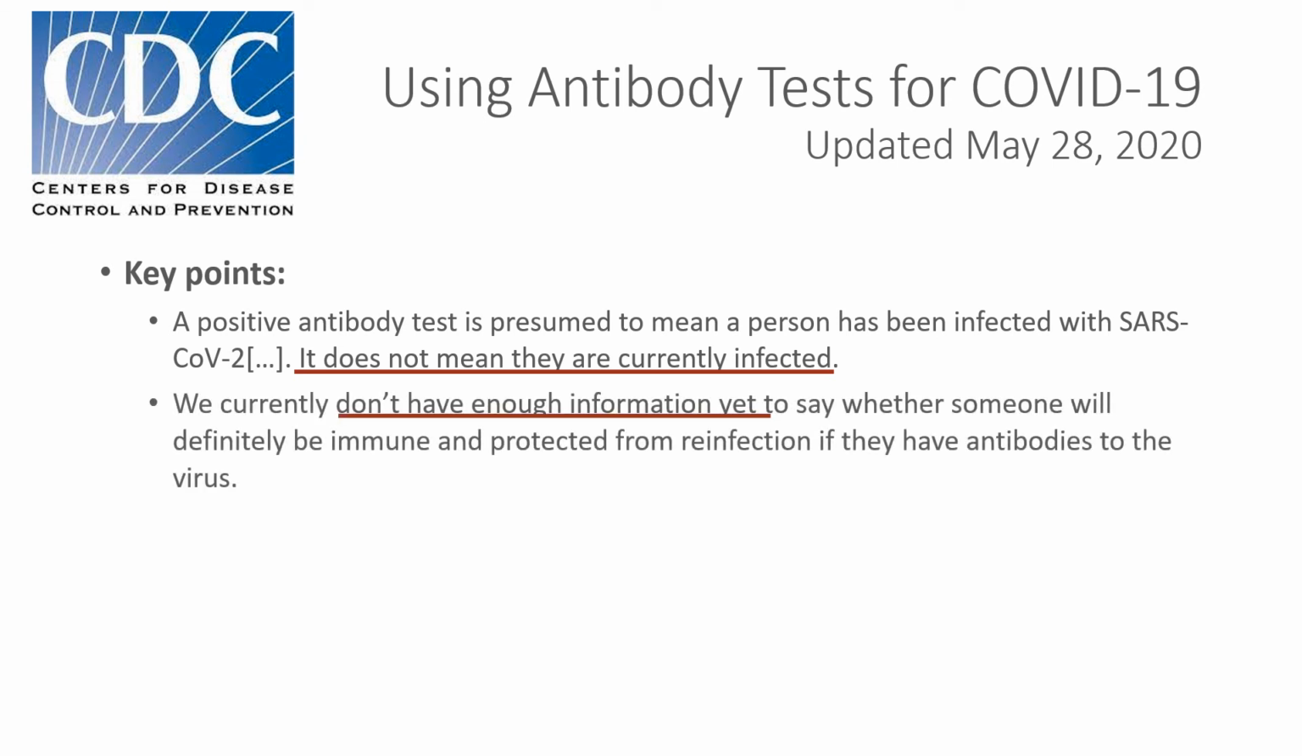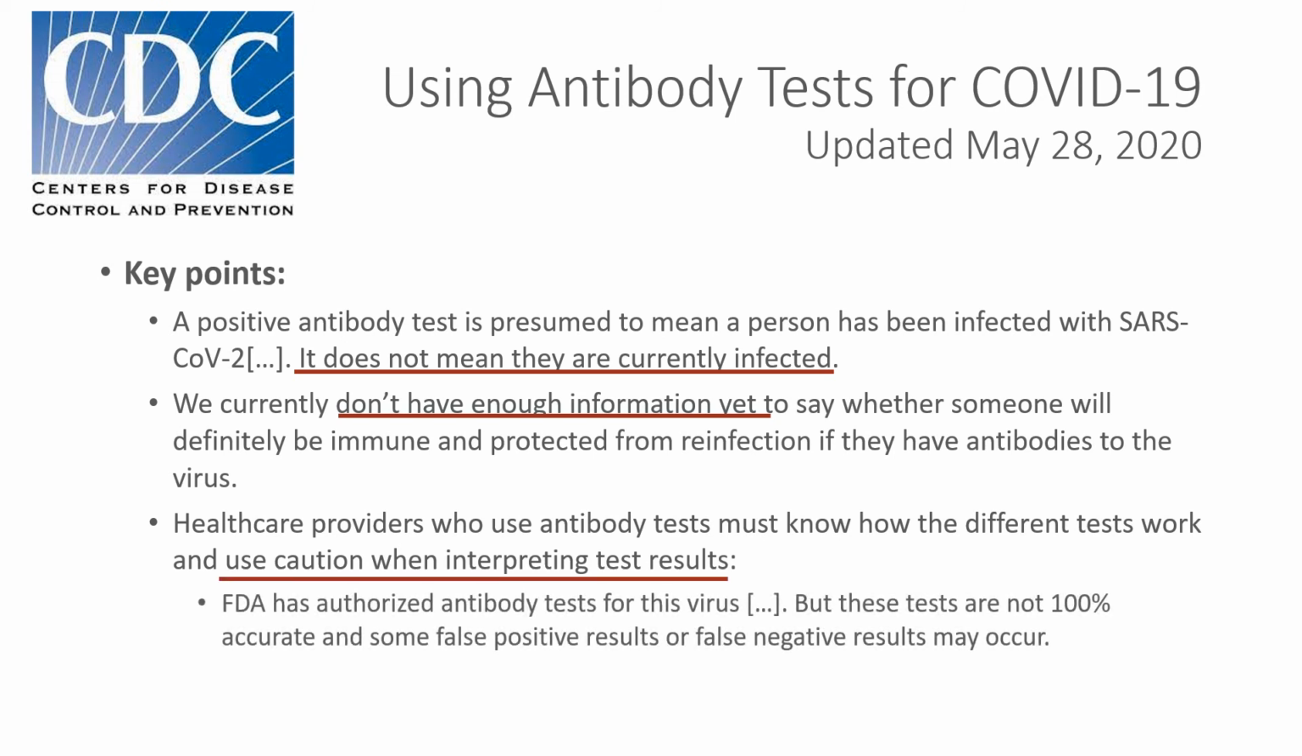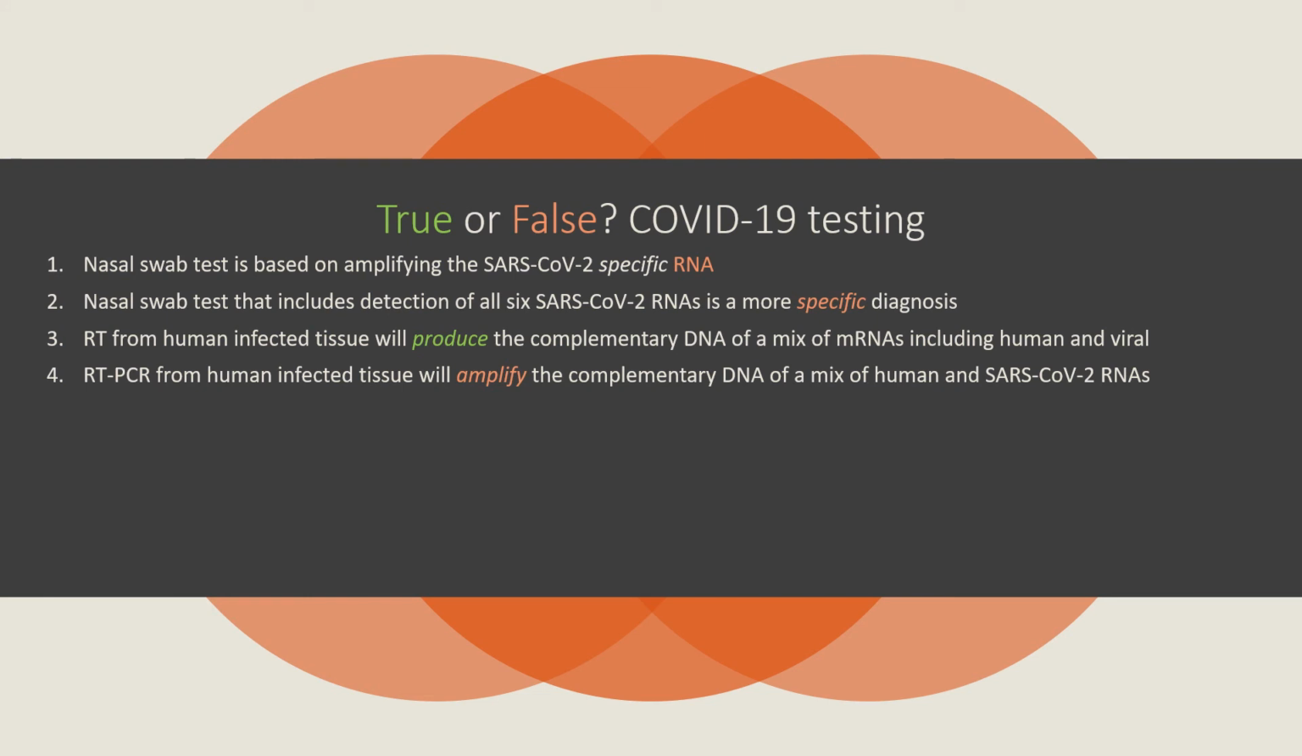More importantly, there's not enough information in 2020 to understand exactly if this immune response is going to be protective. We don't know that. All we can say is that the patient has an immune response to the virus. So, bottom line, at present, we need to use caution when interpreting test results. This is for antibodies. Okay, let's go over the last 4 questions of the knowledge test.